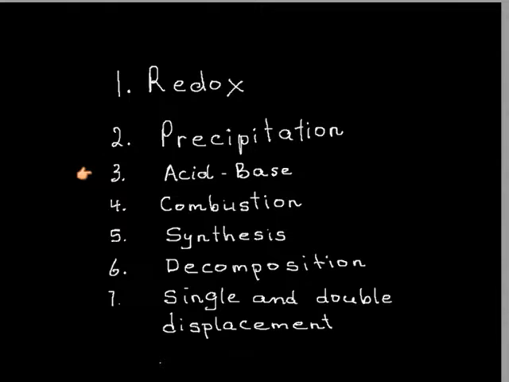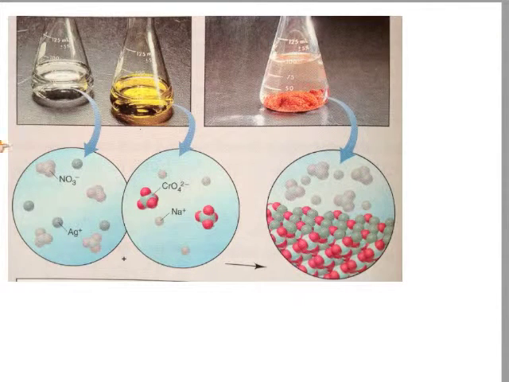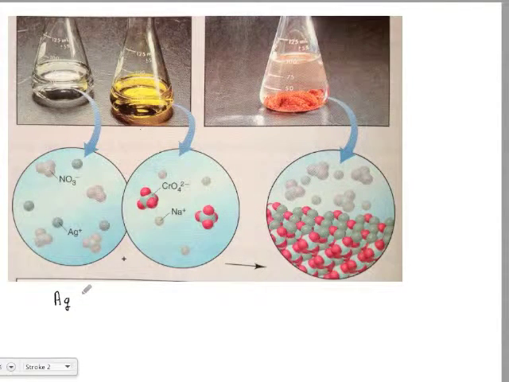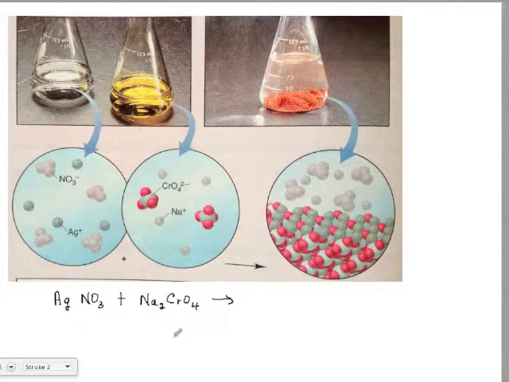between acid and base. Here is an example of a precipitation reaction. You have silver nitrate reacting with sodium chromate, and you form a precipitate here. So what you have is silver nitrate reacting with sodium chromate, and what you form is silver chromate and sodium nitrate.